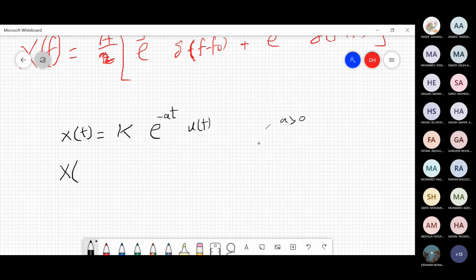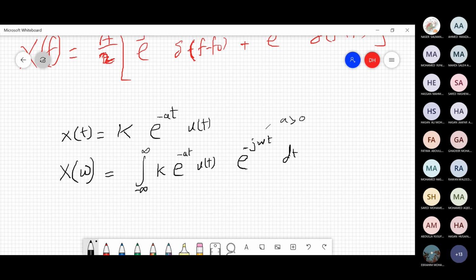Let's say this time we want to find x of omega. Okay, what is x of omega? It is equal to the integration from minus infinity to plus infinity of x of t, which is k e to the power of minus at u of t, multiplied by e to the power of minus j omega t dt.